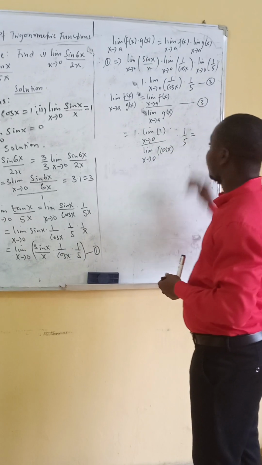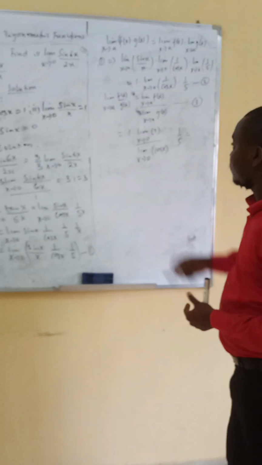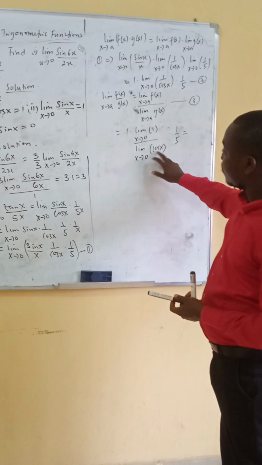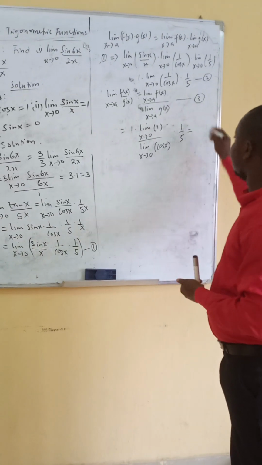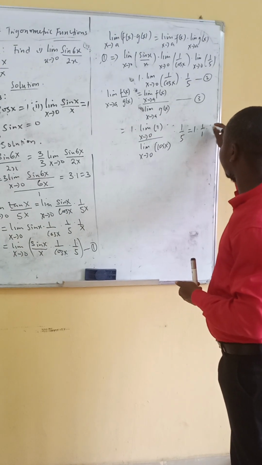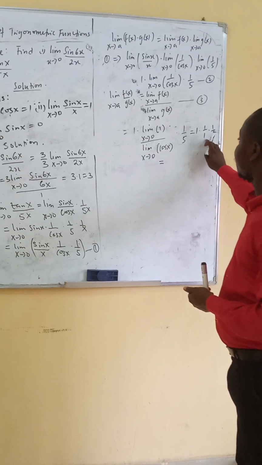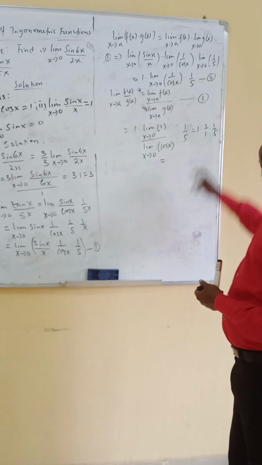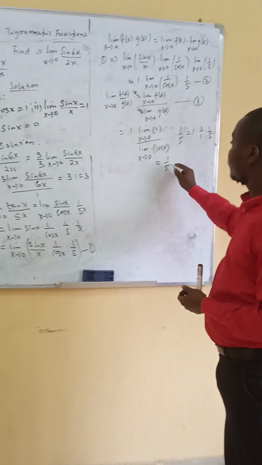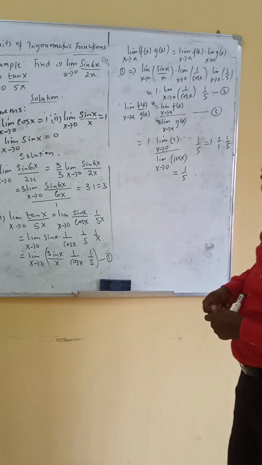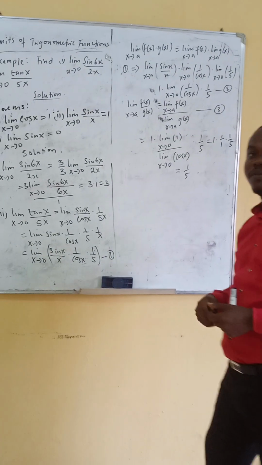Now the limit as x tends to 0 of 1 is 1, and the limit as x tends to 0 of cos x is also 1. So we have 1 times 1 over 1 times 1 over 5, which gives us 1 times 1, which is 1, times 1 over 5, which remains 1 over 5. So the first limit gave us 3 and the second gave us 1 over 5.